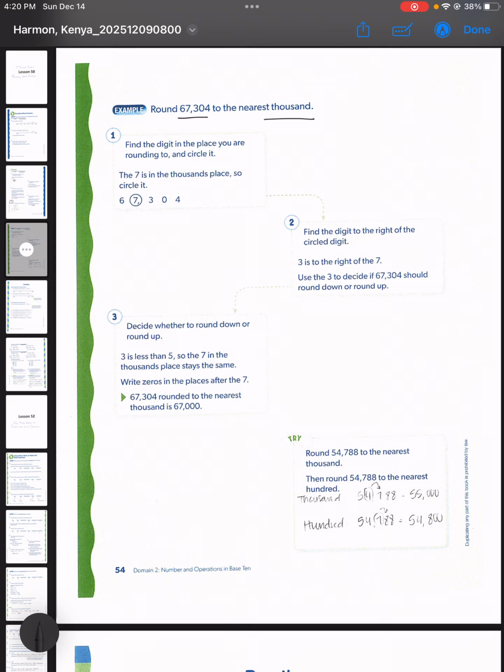They're using the same strategy as they round 67,304 to the nearest 1,000. What's important is that students are able to identify the number in the thousands place and then circle it.